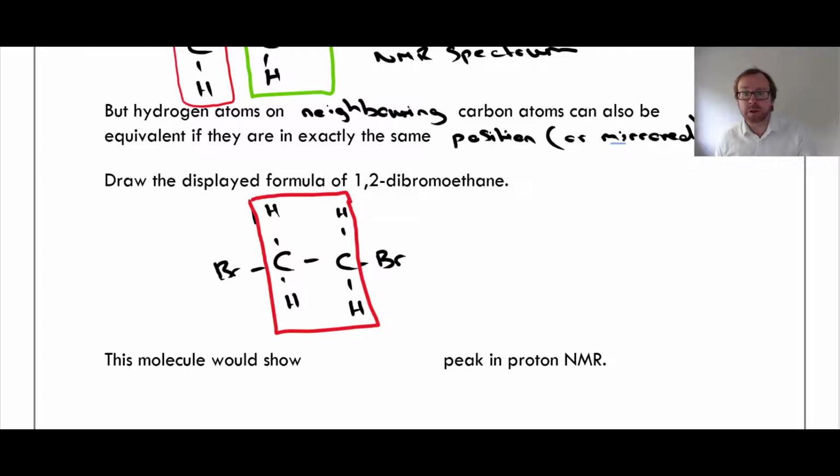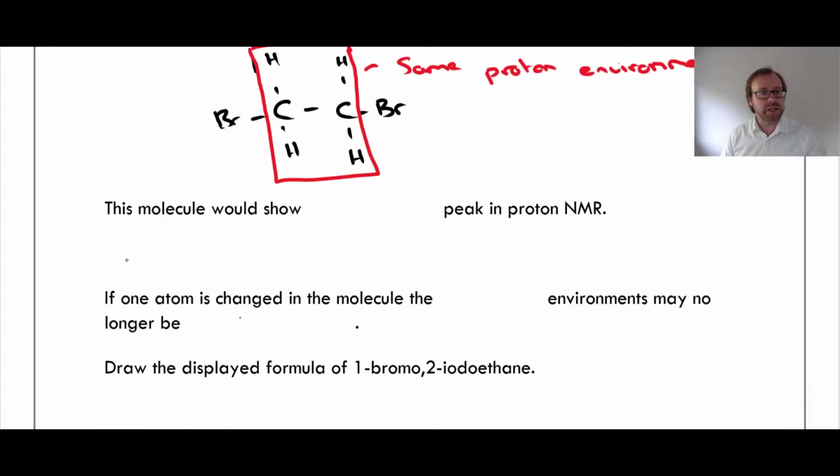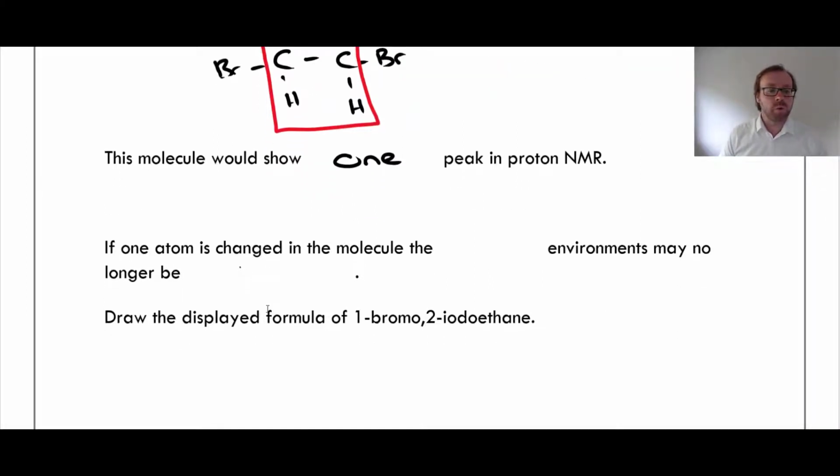If you look at the end of the molecule, I have one bromine here and one bromine here. So it's the same proton environment. Therefore, on my NMR spectrum, this molecule would show one peak in proton NMR. However, if one atom is changed in the molecule, the proton environments or hydrogen environments may no longer be equivalent.